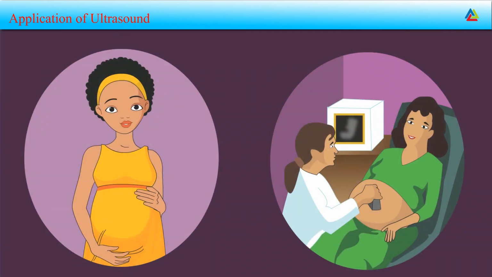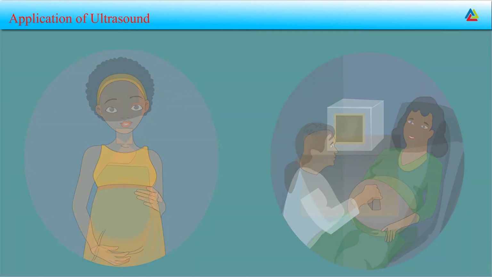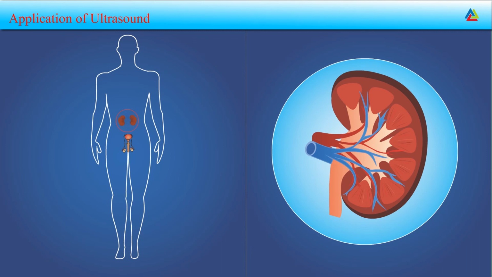An ultrasound scanner is an instrument which uses ultrasonic waves for getting images of internal organs of the human body. They are also widely employed to break small stones formed in the kidney into fine grains.